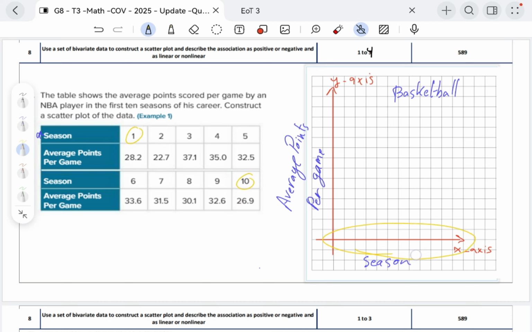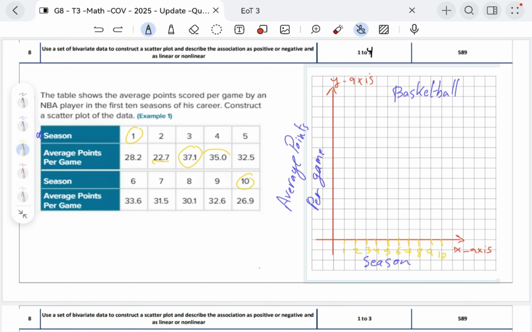Okay, now for the x values, the minimum is 1 and the maximum is 10. So this region, we're gonna divide it from 1 to 10. So we're gonna have 1, 2, 3, 4, 5, 6, 7, 8, 9, and 10. And for the y values, the minimum value we have is 22, and the maximum is 37. So this region should fit the maximum, which is 37.